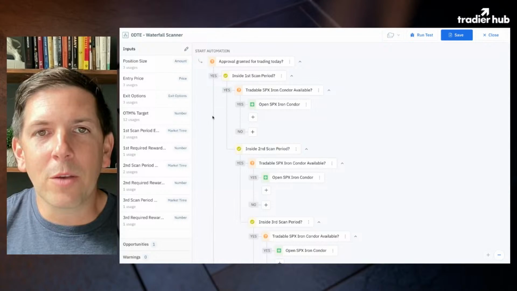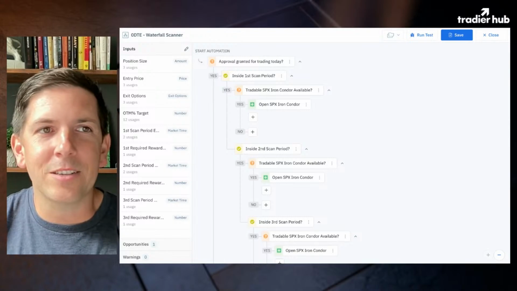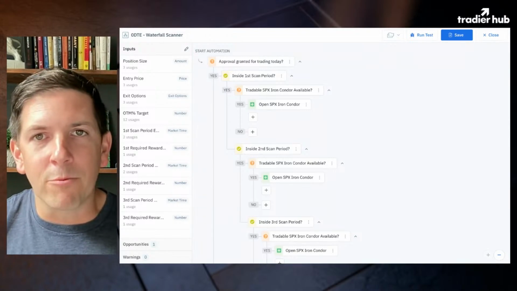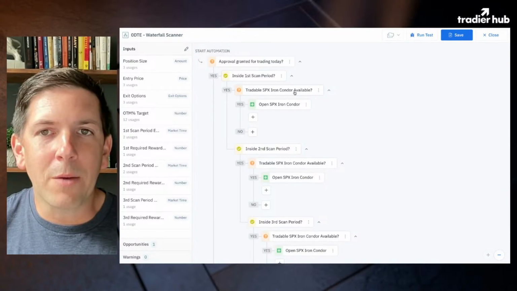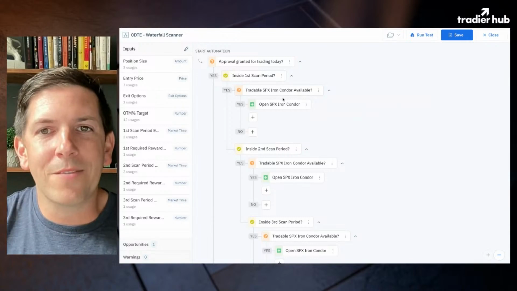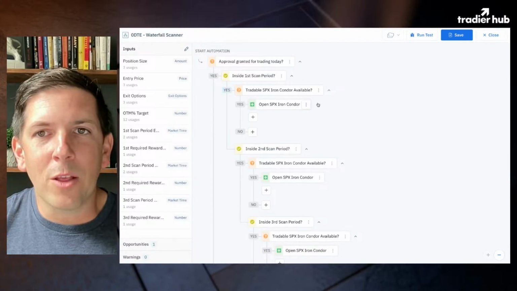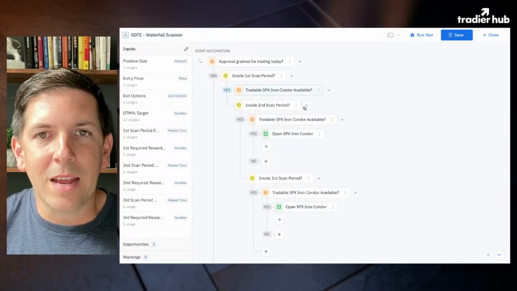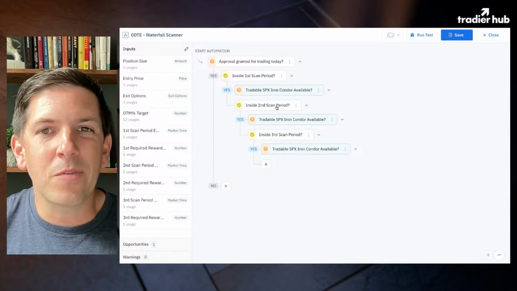So if you actually look at what the automation is doing inside of it, it's first checking to see if it's approved for trading, which it goes through a process, making sure there's no Fed days or crazy volatility. We just want general market days that we want to trade. And then it checks to see if it's inside the first scan period and if there's an iron condor available that we want to trade that meets our requirements. If there is, it opens the position, manages it, etc. If there's not one available, then we look inside the second scan period and then again inside the third scan period. So you can see how it's going through this waterfall progression through different periods of the day.